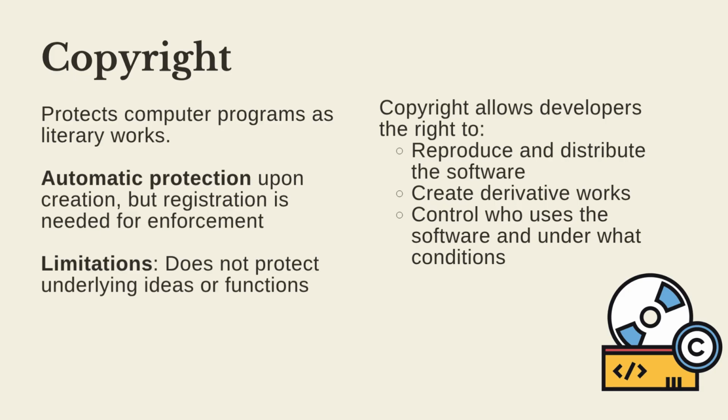Some aspects of software are eligible to be protected by copyright. A copyright protects original works of authorship fixed in a tangible medium. Computer programs are considered literary works and are therefore protected by copyright. Copyright protection is automatic once the code is written, but in order to enforce the protection, namely, to file a lawsuit, the copyright must be registered with the Copyright Office.